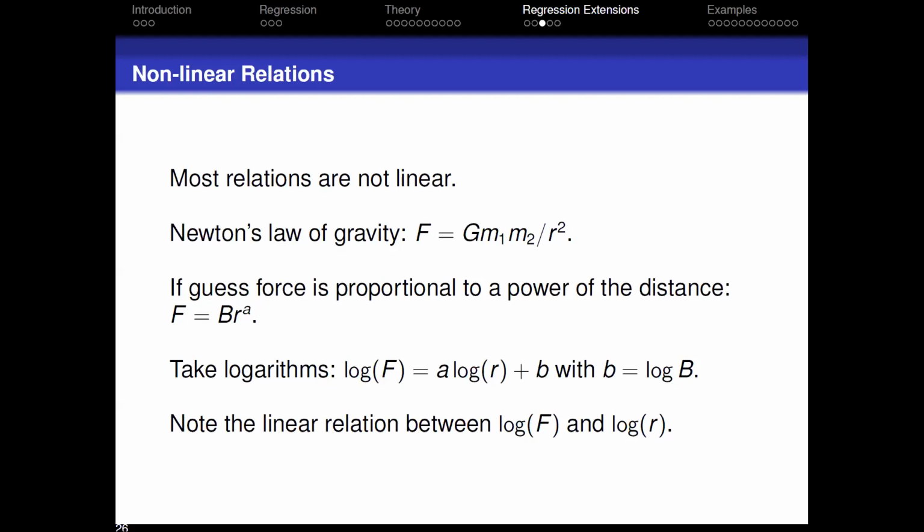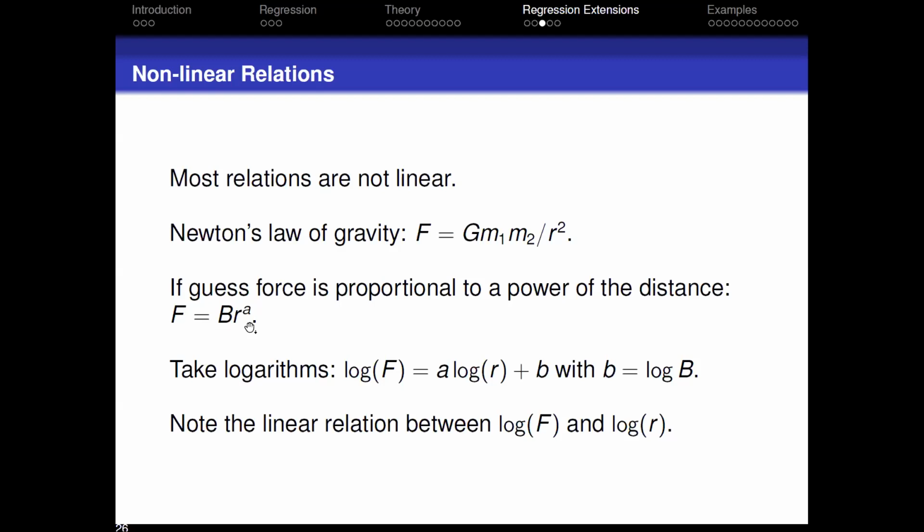So let's say we have Newton's law of gravity. F is some universal constant times the product of the masses divided by the square of the distance between them. Let's assume the mass is going to be fixed for the problem, the gravitational constant is fixed for the problem, and we believe force is proportional to some power of the radius. So we'll write F equals B R to the A.